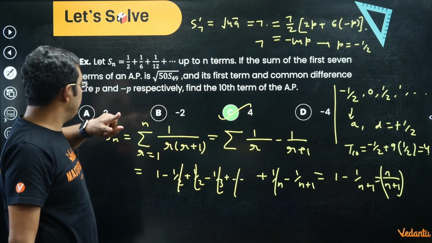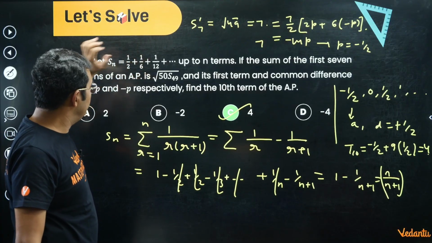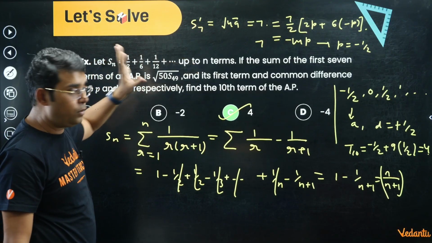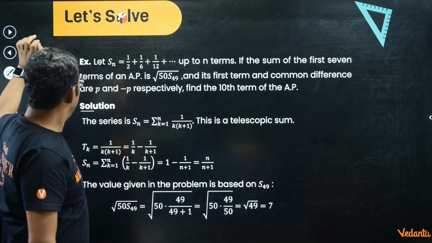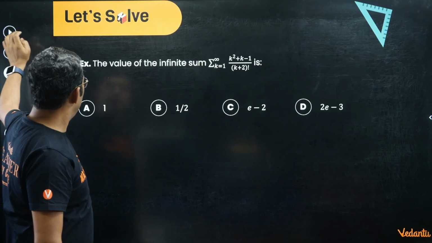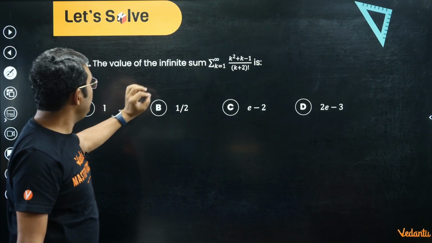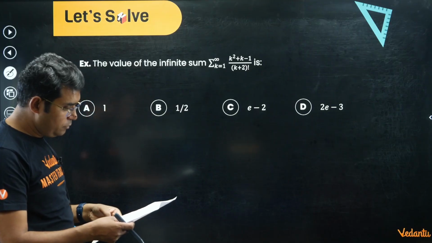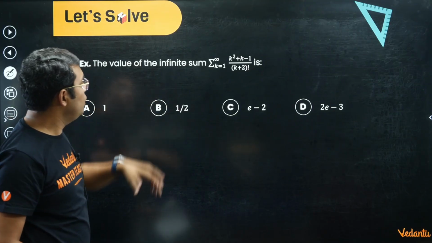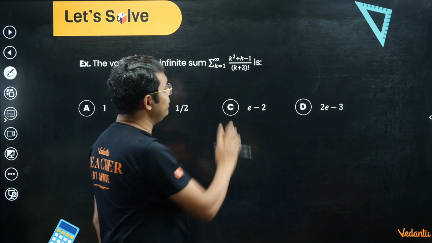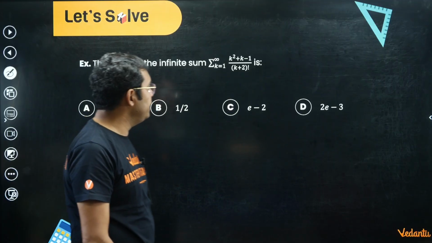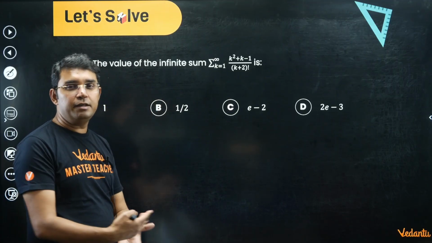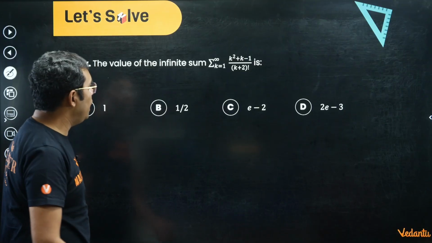So there are two things here. One, telescopic sum, then AP. Okay. Coming to the next question. Find the infinite sum of this thing. Now in this case we are given factorial, bit tricky, but I think we can do it. Please try to understand. We have to write it as a difference of 2 or 3 terms. Let's see how we can do it.